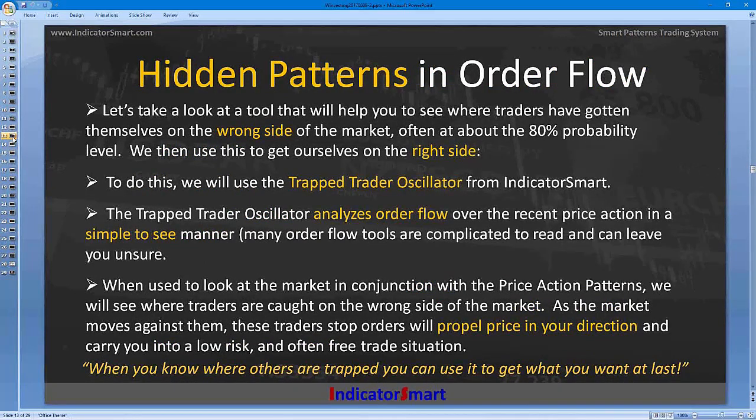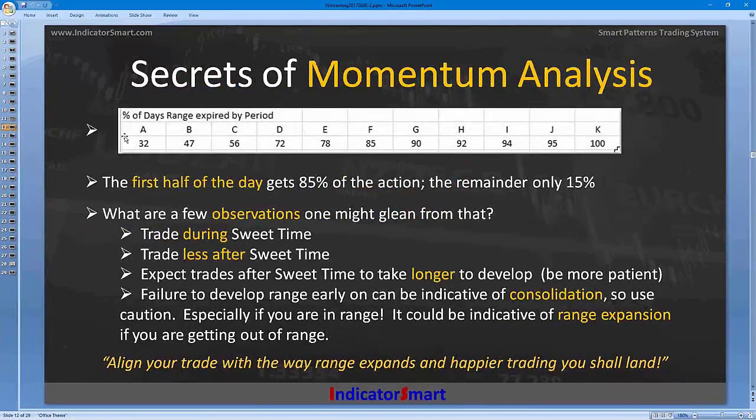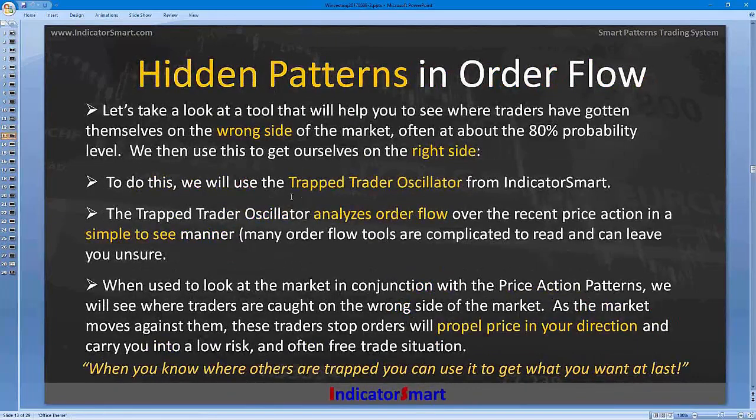So let's take a look at a tool that'll help you to see where traders get themselves on the wrong side of the market. I call this the trapping cycle. You get on the wrong side in a place where the market's consolidating, where you're inside that range of the last periods, and we can use this tool to help keep ourselves on the right side of it.